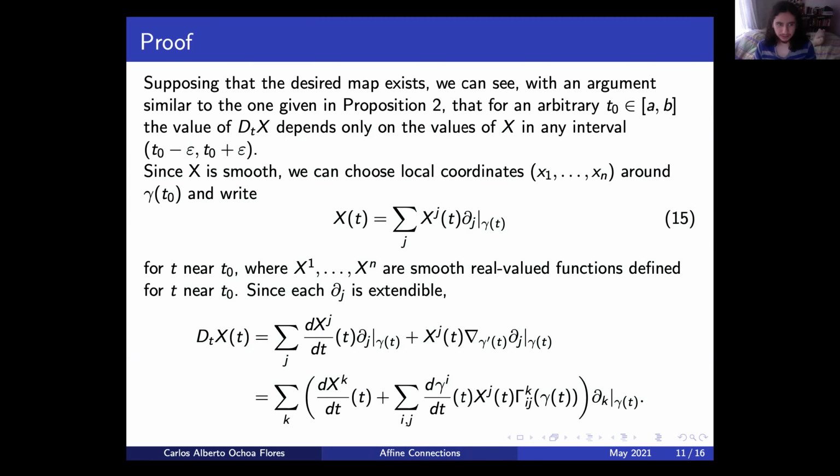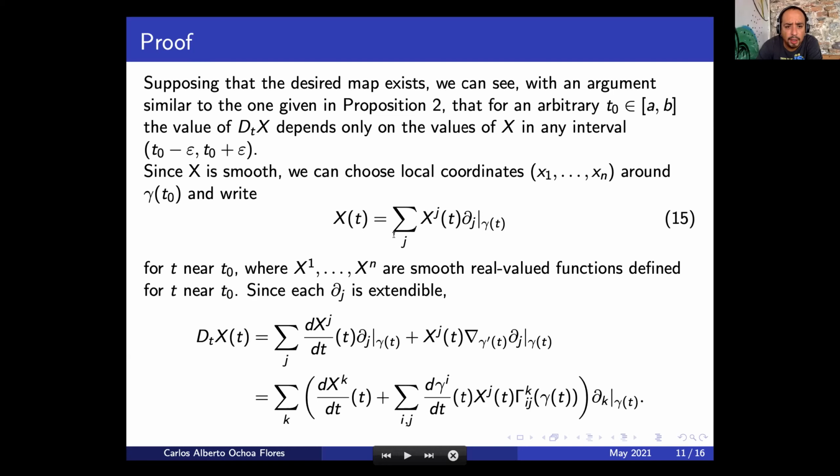Once one knows that, we can say, okay, we'll work in a local chart. We can choose local coordinates. We fix a t0 and we choose local coordinates around the point gamma of t0. And since this is a smooth function, we can write it locally like this, right?